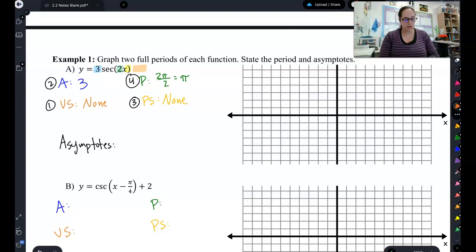So first is our vertical shift. That's none, so that stays on the x-axis. Next is our amplitude, up 3, down 3. Next is our phase shift. That's none, so that stays on the y-axis. And then our period is out to pi. So I'm going to do pi out to here.